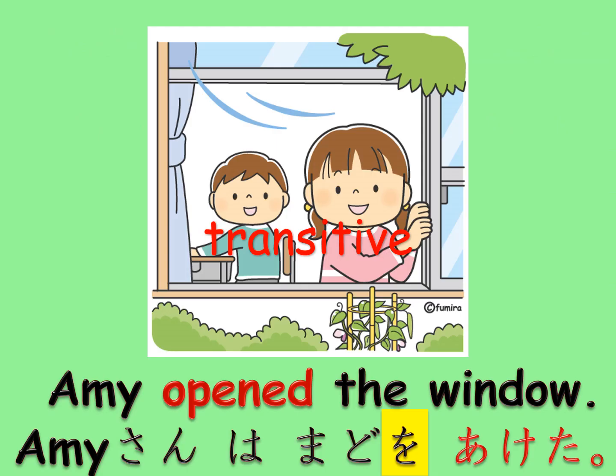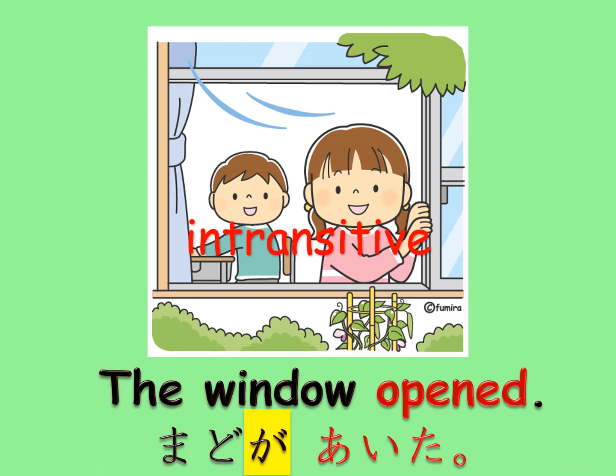Another example. This girl, Amy, opened the window. She acted on the window to open it, so this open is a transitive verb. In Japanese, that would be エイミーさんは窓を開けた. On the other hand, from other kids' point of view, the window opened without their involvement. So they can say the window opened. This opened is an intransitive verb, and the Japanese sentence for that is 窓が開いた.